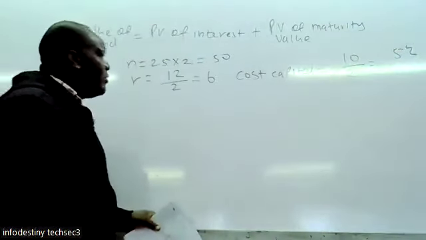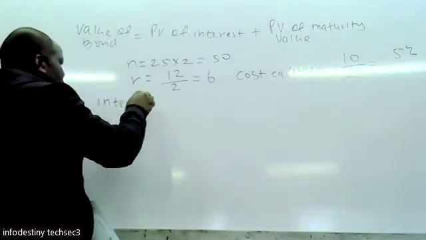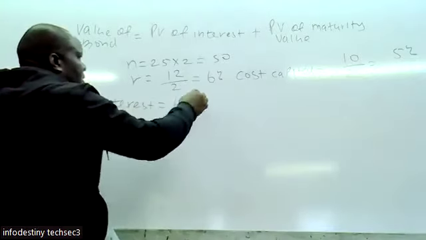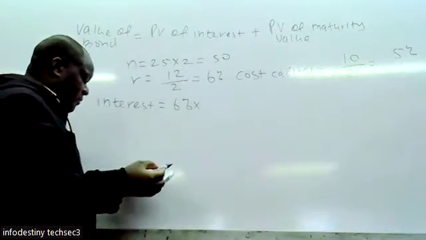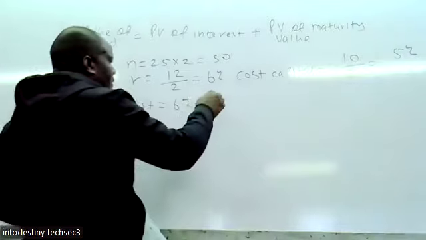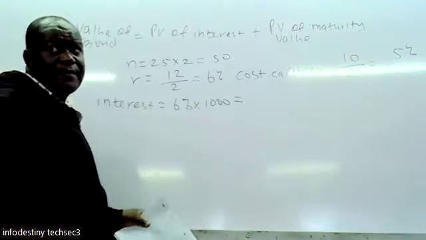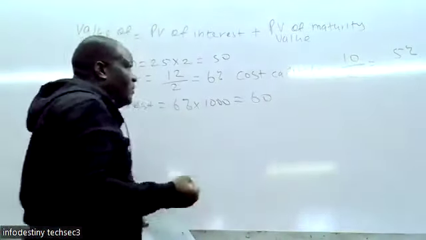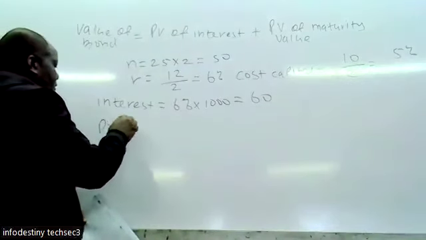So now we calculate interest. Interest is simply 6% multiplied by the par value. Remember, our par value is 1,000. So 6% of 1,000 is 60.